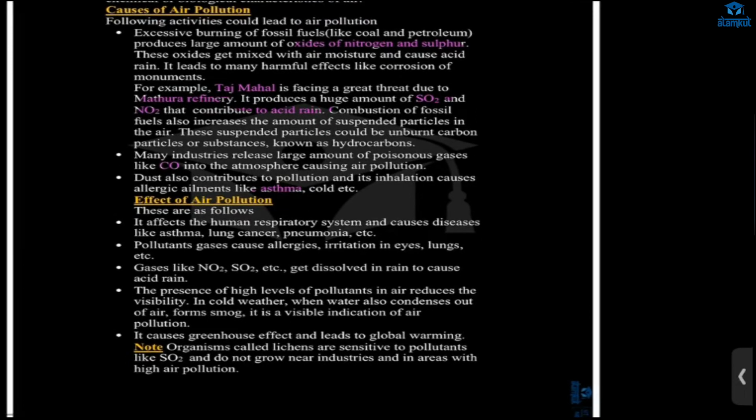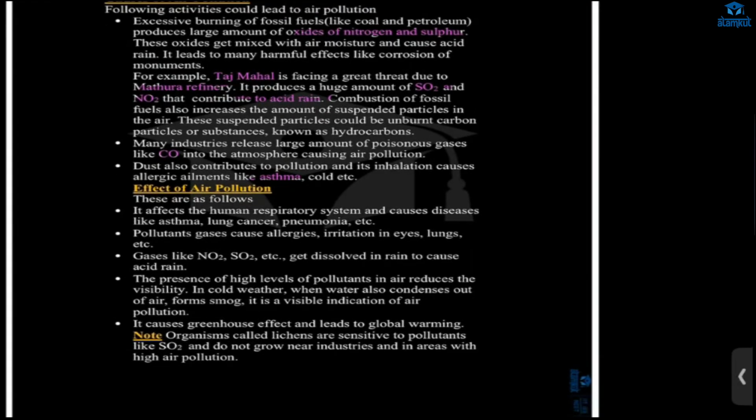Next, effect of air pollution, right? How will it affect? It affects the human respiratory system, lungs, and it will cause asthma, lung cancer. Asthma, whenever someone has asthma, it makes a person difficulties in breathing. Then these pollutants, right? What is pollutants? Pollutants are substance which pollute the environment. So these pollutants will cause allergies, irritation in eye, lungs, etc.